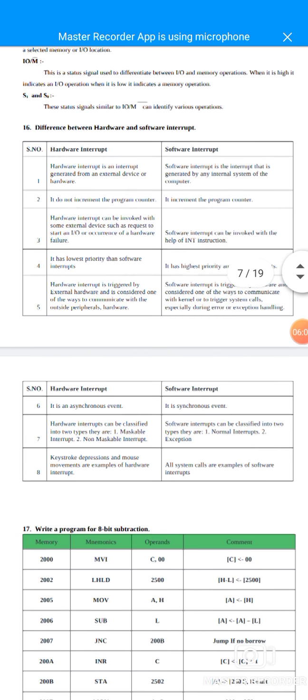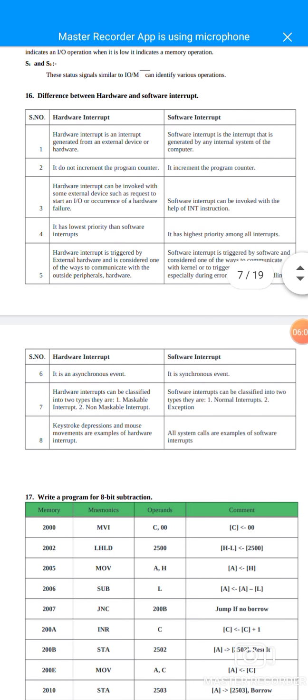16th question, difference between hardware and software interrupt. Hardware interrupt is an interrupt generated from an external device or hardware. Software interrupt is an interrupt that is generated by an internal system of the computer. Second, hardware interrupt does not increment the program counter, while software interrupt increments the program counter. Hardware interrupt can be invoked with some external device, such as a request to start input output or the occurrence of a hardware failure. Software interrupt can be invoked with the help of the INT instruction. Fourth, hardware interrupt has lower priority than software interrupt. It has the highest priority among all interrupts.